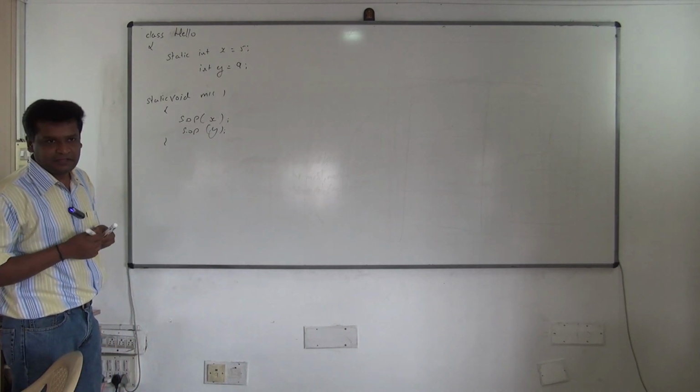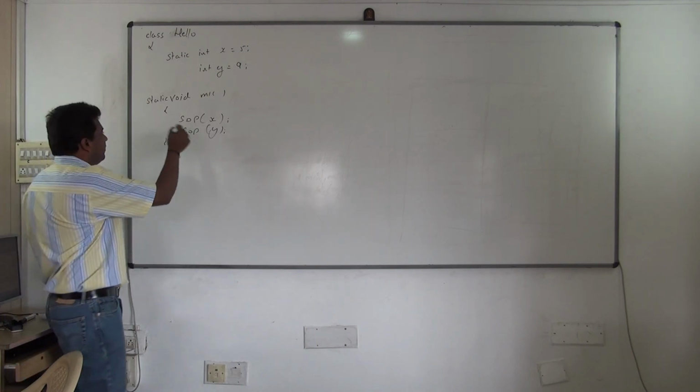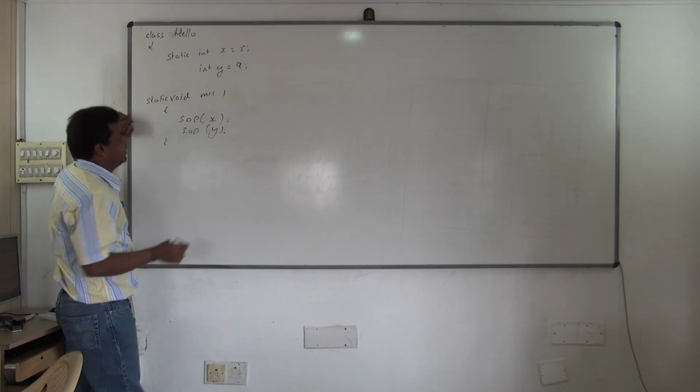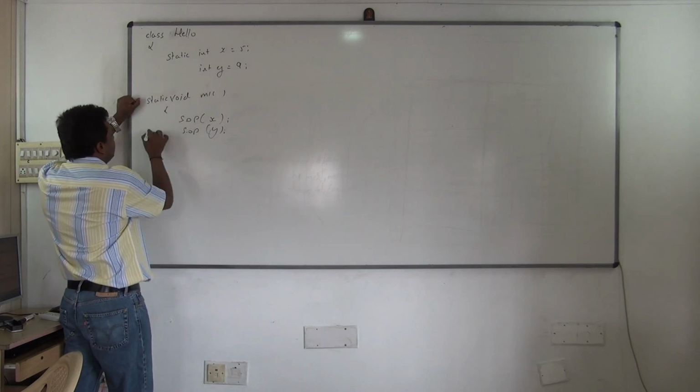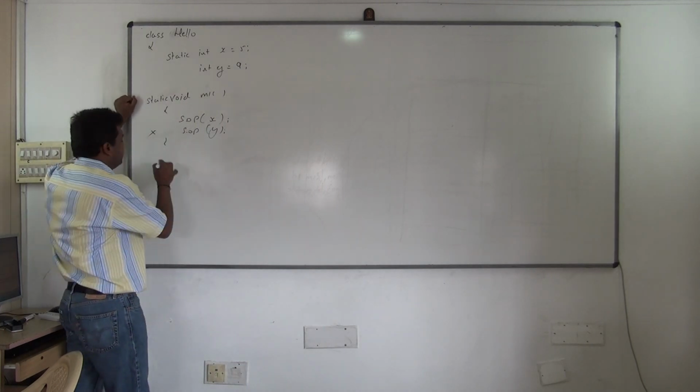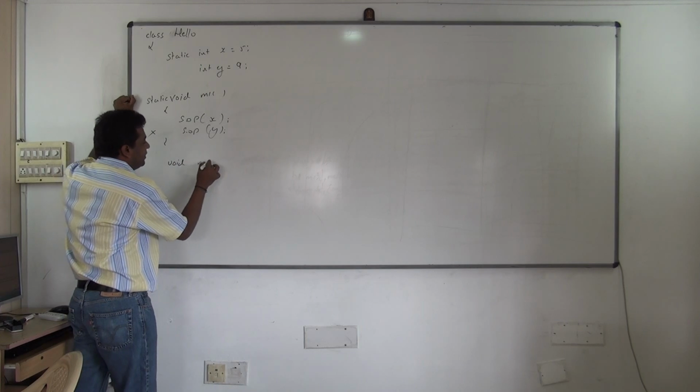Why can't we access? The answer is correct. You can't access y in the m1 method because the method is static. You cannot access y here. But in the m2 method, I can access both.